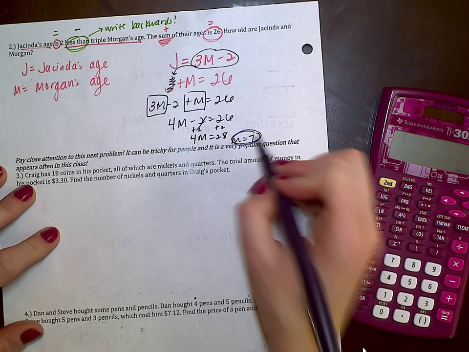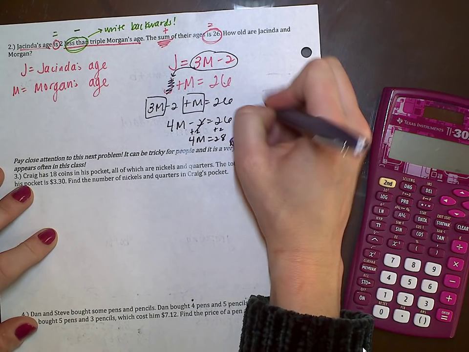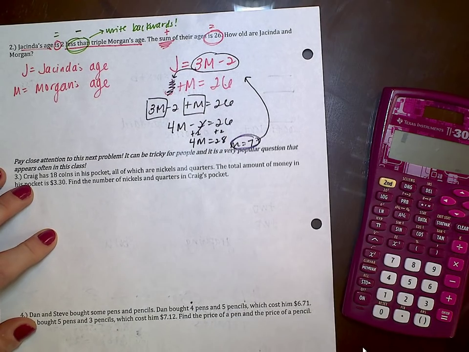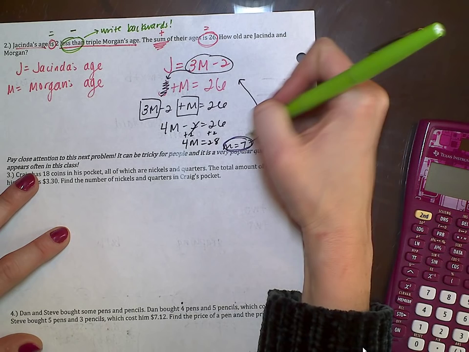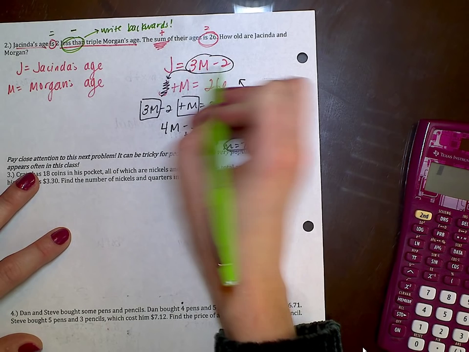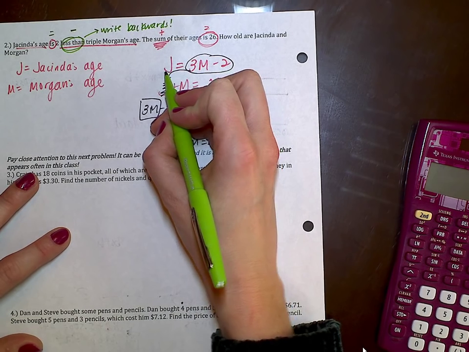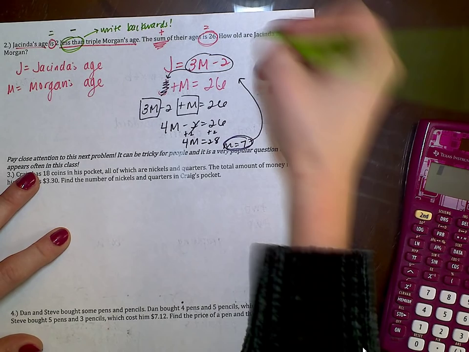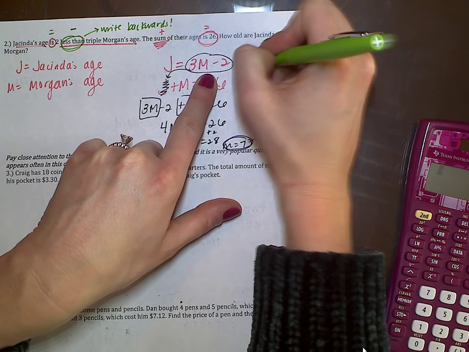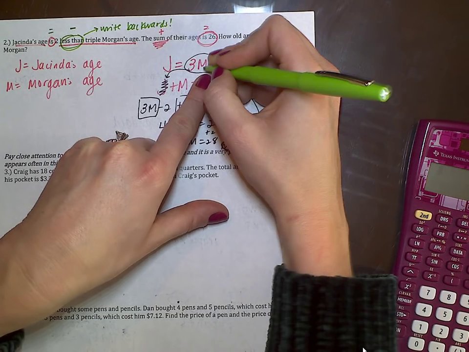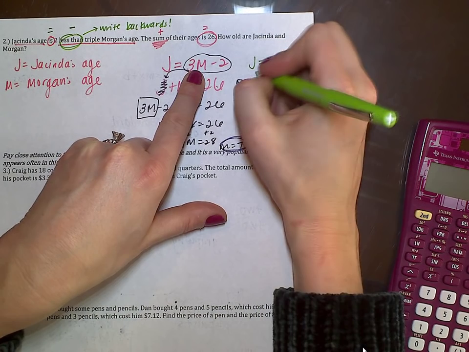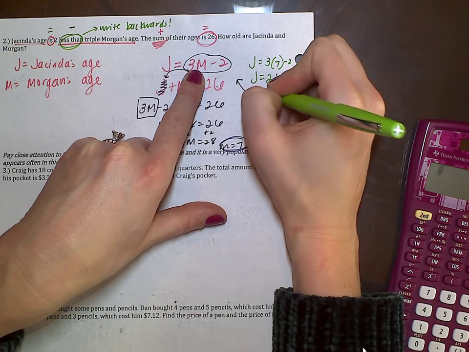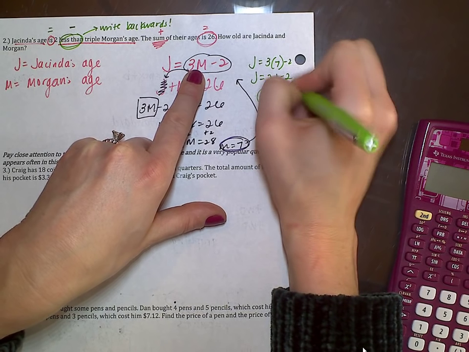Once I have Morgan's age, I can bring my M back up to the top and I can plug it in to find Jacinda's age. And if you remember for substitution, if you plug it into the equation where there was a variable alone, it's the least amount of work. So if I plug it in here, I know that Morgan is 7, so I'm going to put that in for M. And then I just have to do 21 minus 2, so Jacinda is 19 years old.